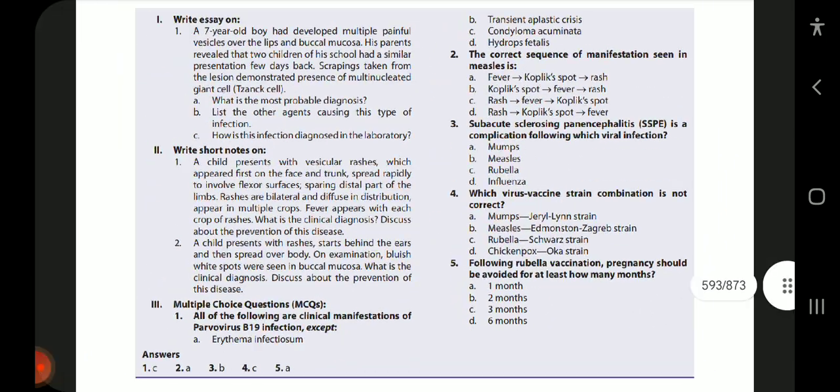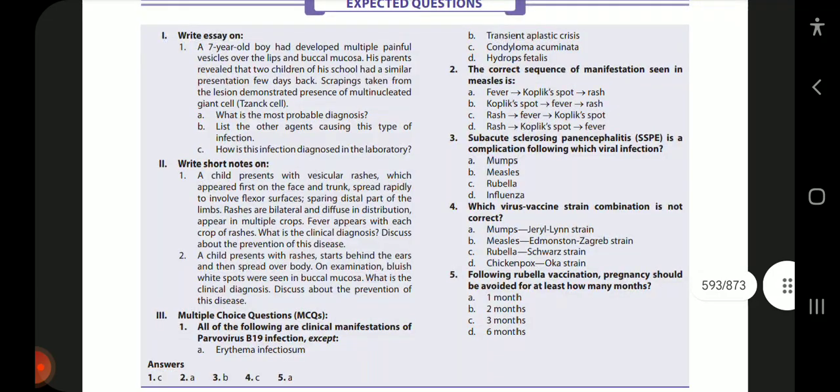All of the following are clinical manifestations of parvovirus B19 infection, except: it produces erythema infectiosum, yes. Transient aplastic crisis, yes. Condyloma acuminata, no, it does not produce condyloma acuminata. And hydrops fetalis is also produced. The correct sequence of manifestations seen in measles is fever, Koplik spots, and rash.